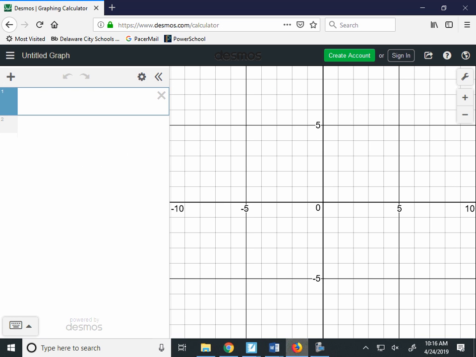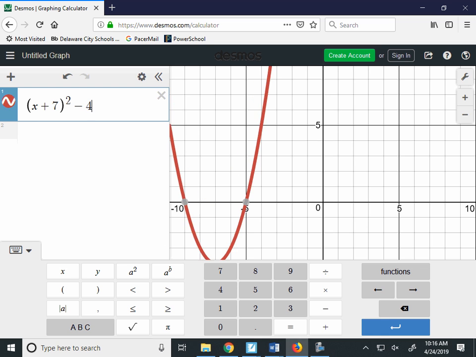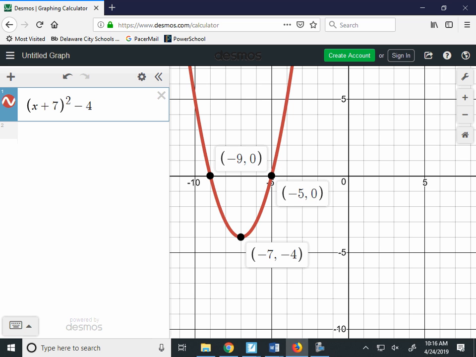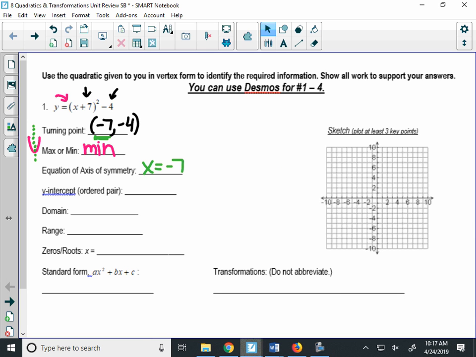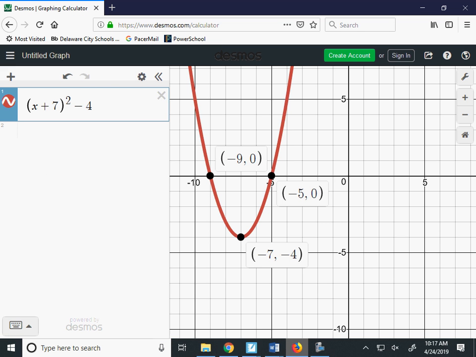So when you get to Desmos here, you're going to type in what you have. So you'll have x plus 7 squared minus 4. Alright, now you can see the picture here. You really only need a couple key points in order to plot it here. So really you only need these three. I have -7, -4, which I think is what we had at our vertex. Yep. So I'll plot -7, -4. And then we found the x-intercepts were, oh, wrong one, -9 and -5.